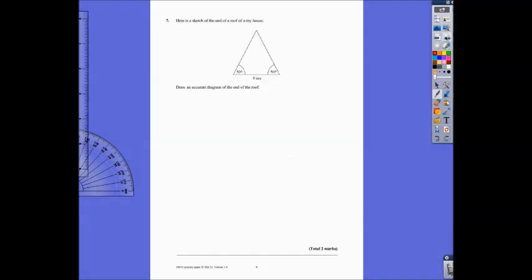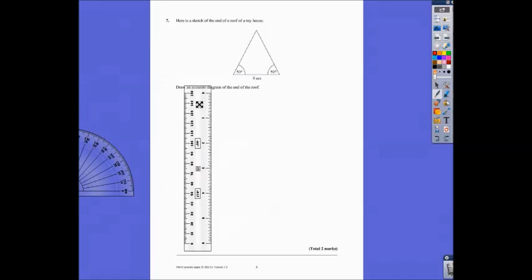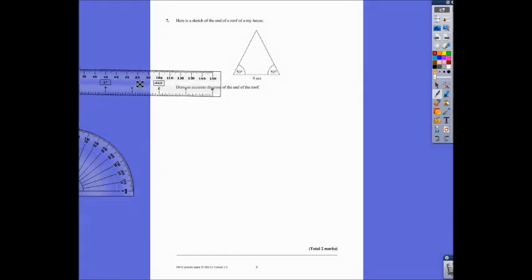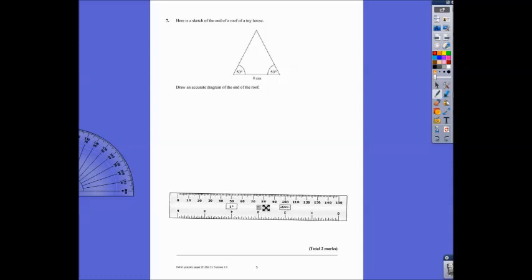Question 7. Here is a sketch of the end of the roof of a toy house. Draw an accurate diagram of the end of the roof. So, the first thing we need to do is we need to get our ruler and we need to measure out the 8 centimetres. So, measure all the way along to 8 centimetres as accurately as you can.